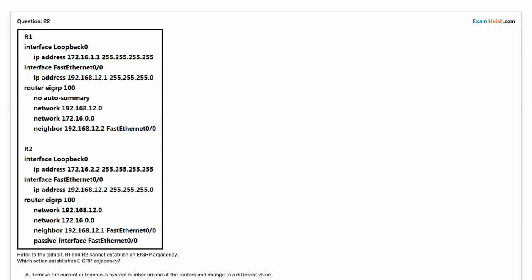Option C. Remove the passive interface command from the R2 configuration so that it matches the R1 configuration. Option D. Add the no auto-summary command to the R2 configuration so that it matches the R1 configuration. Choose the correct answer. Correct answer is option C. Remove the passive interface command from the R2 configuration so that it matches the R1 configuration.